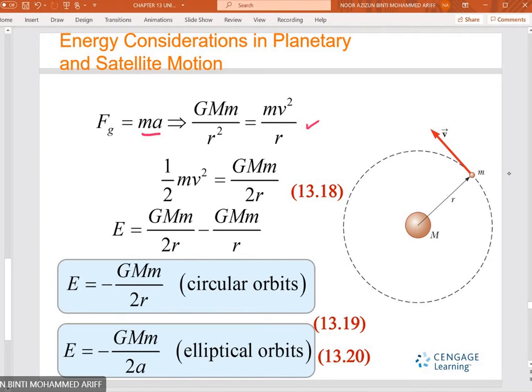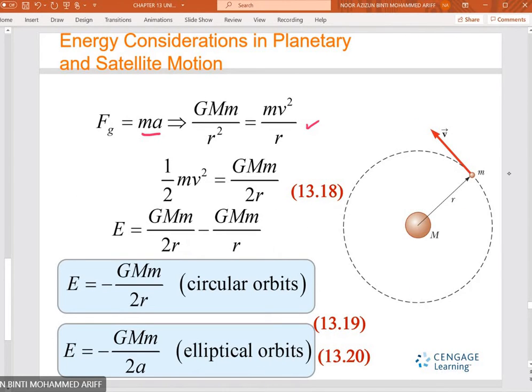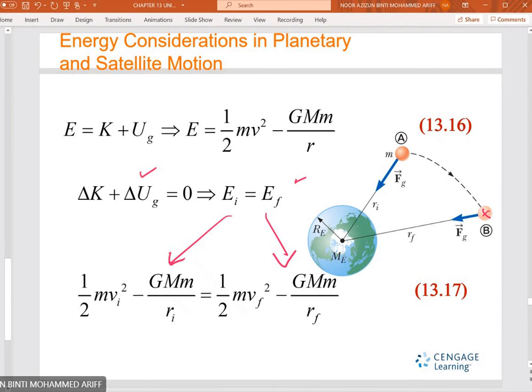Okay, so from this equation, I substitute back into the equation with respect to our gravitational force, initial and final. So you will have this equation. With respect to the condition of circular orbit, we use 2r here. But if we are dealing with an elliptical orbit, we use the semi-major axis, which is 2a. So you can look at whether the question refers to circular orbit or whether we would like to use elliptical orbit. Okay, any questions about these three or four equations, brother, sister?